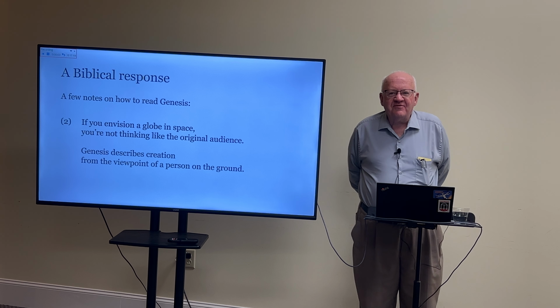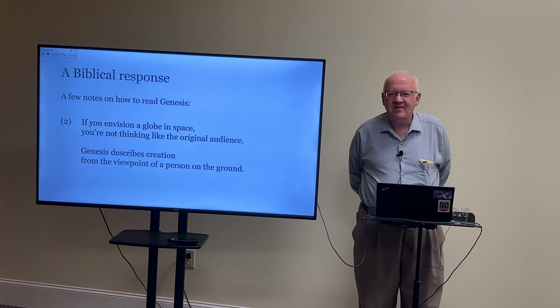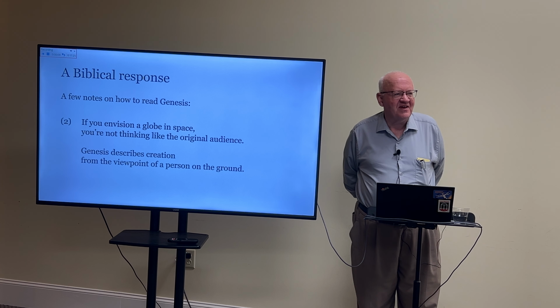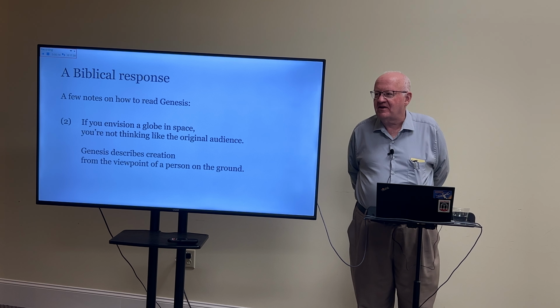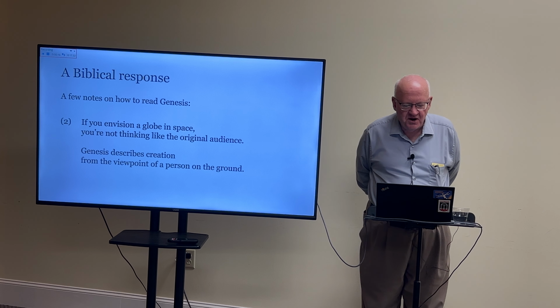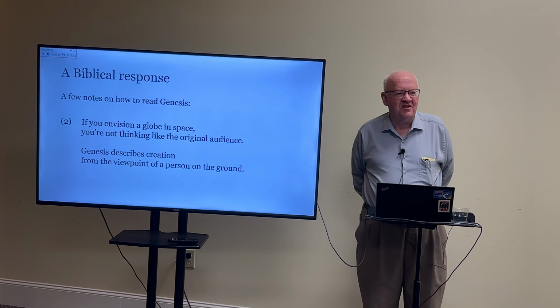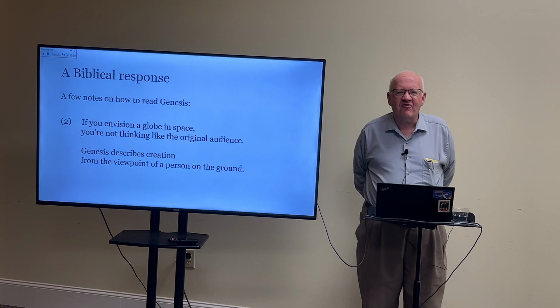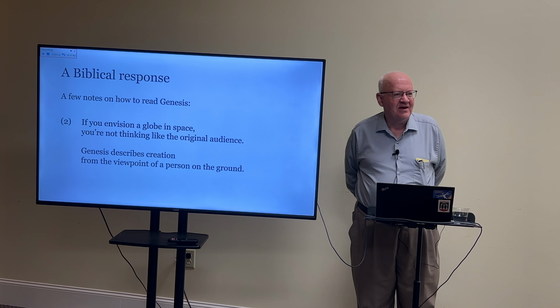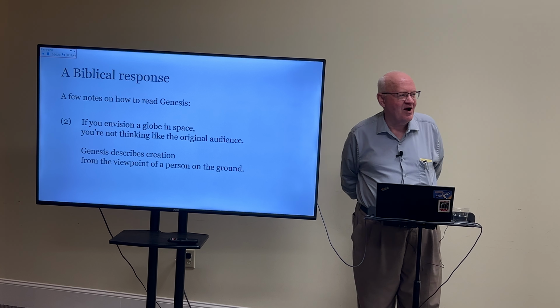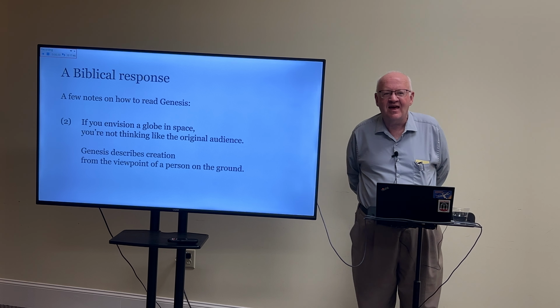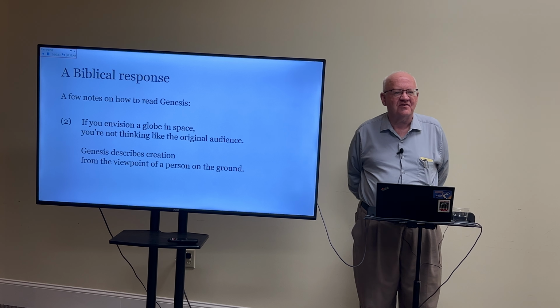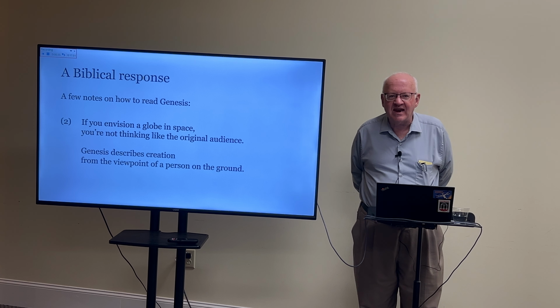Second, if Genesis 1 makes you think of a globe in space, then you're being anachronistic. I mean, that probably is the right thing to think of, but know that the original audience of Genesis would not have thought about the earth as a globe in space. They would have thought of all this as describing how things look from on the ground. They couldn't think of being anywhere other than on the ground, right? That's where you are. And a lot of the descriptions in Genesis make more sense when you keep that in mind.